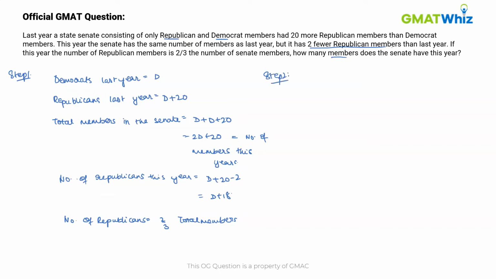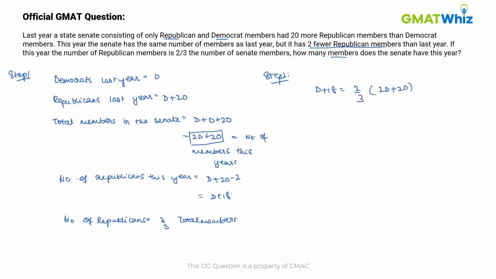Now, using the last part of the question, we can form an equation. We are given the total number of Republican members this year. Now, we know in step 1 we have found out the total number of Republicans this year, which is equal to D plus 18. So, D plus 18 should be equal to 2/3 of the total number of Senate members. Now, the question does not give us the value of the total number of Senate members explicitly, but it is given that the total number of Senate members is the same as last year. That means the total members are 2D plus 20. So, D plus 18 should be equal to 2/3 times 2D plus 20.